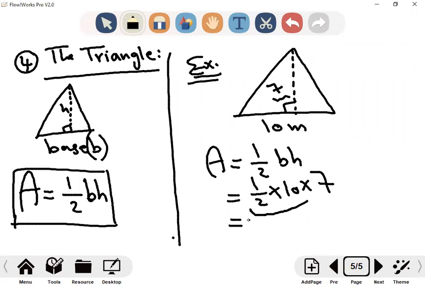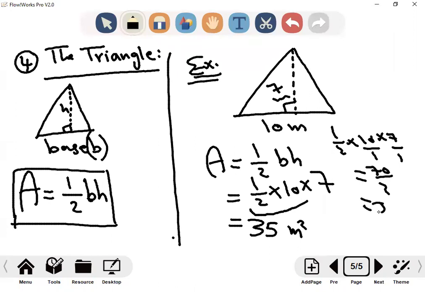Is this difficult? No. 35. The unit is meter to the power of 2. You can multiply the three numbers together, guys. Half times 10 times 7, this is over 1 over 1 equals 70 over 2, which is 35. So you can multiply mentally, or you can multiply this way, it's up to you. So it is 35 meter to the power of 2.